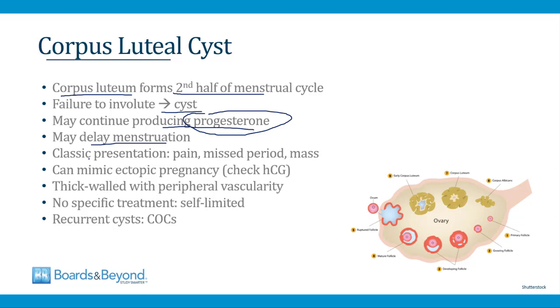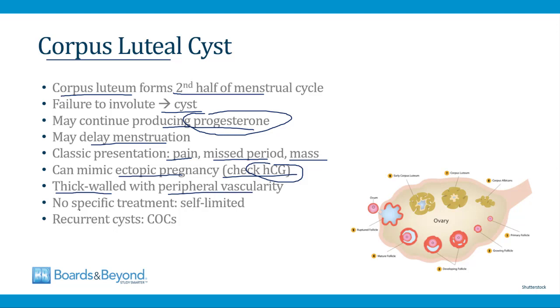So when these corpus luteal cysts cause symptoms, the classic presentation is pain from a large cyst, a missed period because of the release of progesterone, and a mass on physical exam. These symptoms are similar to the symptoms of ectopic pregnancy, so you always want to check an HCG. Only when the HCG level is negative do you then consider that the woman could have a corpus luteal cyst. And on pelvic ultrasound, these cysts have a thicker wall compared to follicular cysts, and they also have peripheral vascularity. I'll show you a picture of this in a minute.